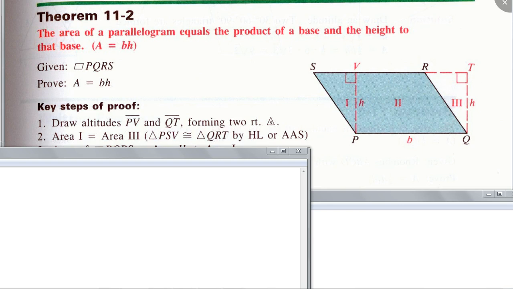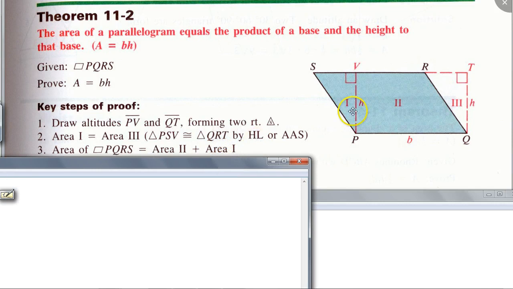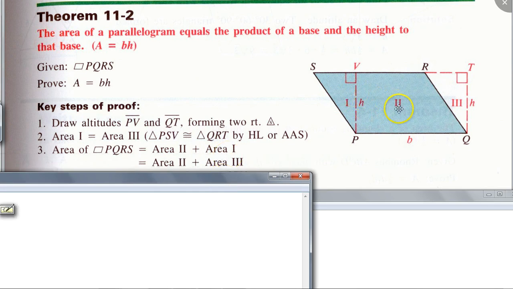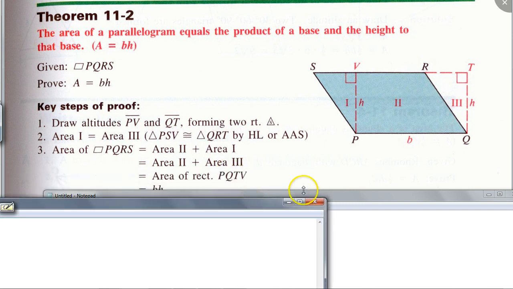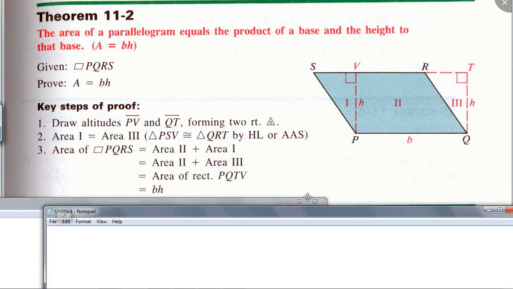So as you can see, to prove this, we know that area 1 and area 3 are equal, correct? We just showed that because the two triangles are congruent. So the area of this whole parallelogram is equal to area 1 plus 2. But what's area 1 equal to? Area 3. Therefore, if you add area 2 plus area 3, you get a rectangle, and we know how to find the area of a rectangle, which is base times height. Okay, any question? No. Okay, good. Let's move on to the next theorem.